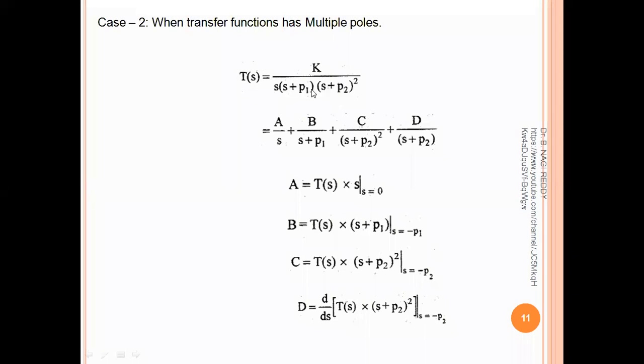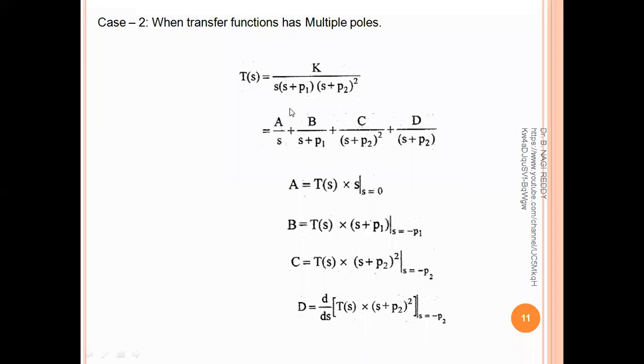Of course, we know that the order must be equal to the number of poles, right? So totally 4 poles are there. So 4 poles means we will get 4 constants, A, B, C, and D. And look at how A can be calculated. We know this A is quite normal as we have seen in case 1.